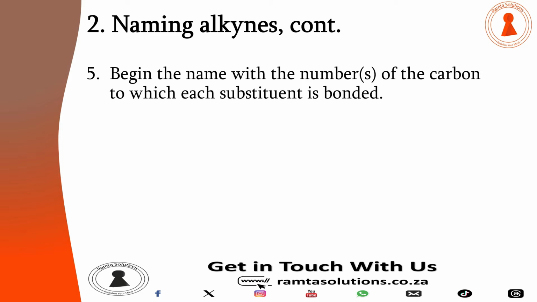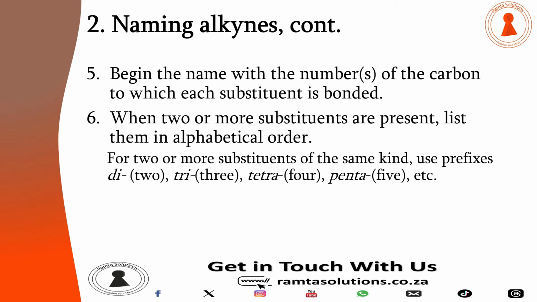Remember, I am emphasizing that you must also indicate the number of the carbon where you find your triple bond. In alkynes, this is where you find your triple bond. You must also state that. But let's not confuse this. Begin the name with the numbers of the carbons to which each substituent is bonded. You will see that when we name them.